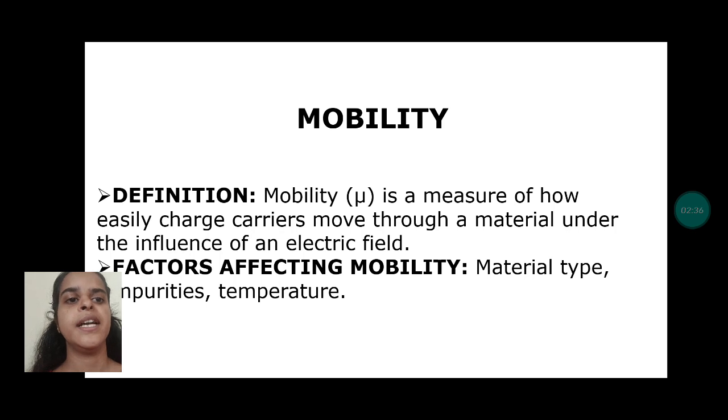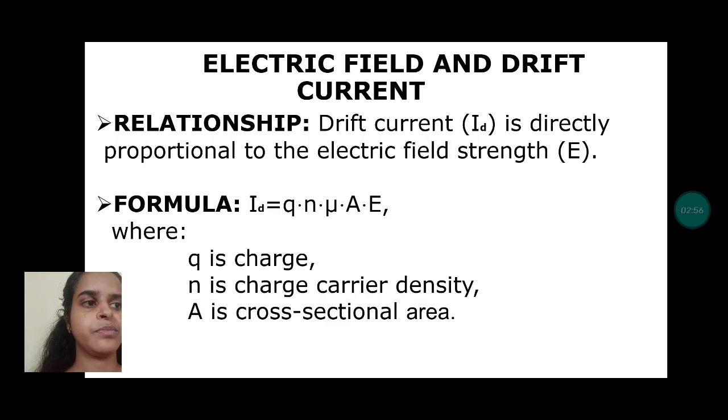And mobility. Definition of mobility: it is denoted by mu and is a measure of how easily charge carriers move through a material under the influence of an electric field. Factors affecting mobility: material type, impurities, and temperature can affect the mobility.